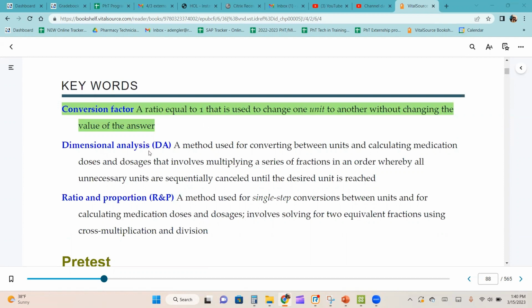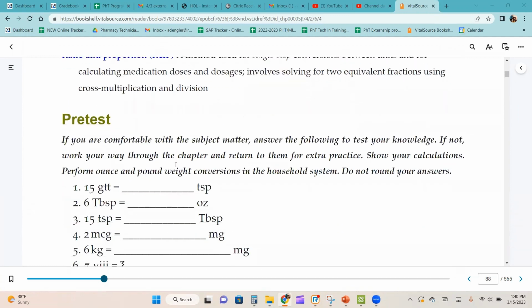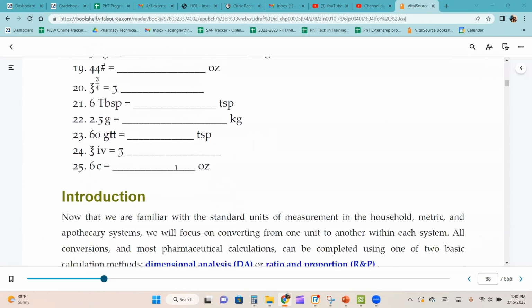Some of my students who are recent grads from high school do know dimensional analysis. We do not teach it at Ross. But if you by any means can get the right answer by doing dimensional analysis or you feel more comfortable, you go right ahead. So I'm going to skip past the pretest. If you're feeling comfortable with the subject matter, you can go ahead and answer the questions to test your knowledge. If not, work your way through the chapter and return to them for some extra practice.